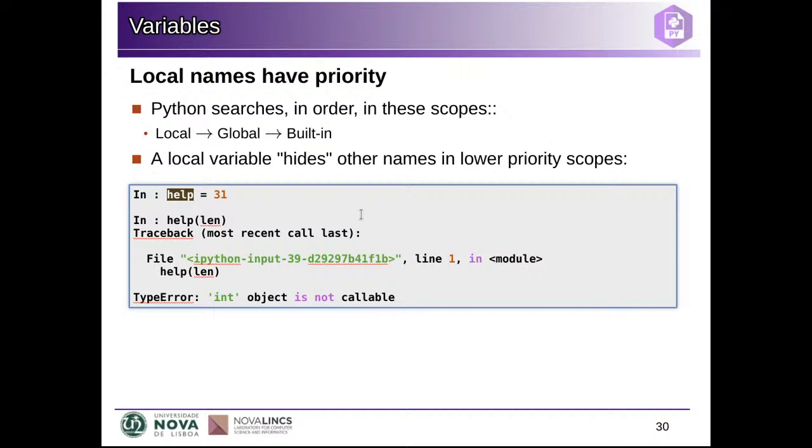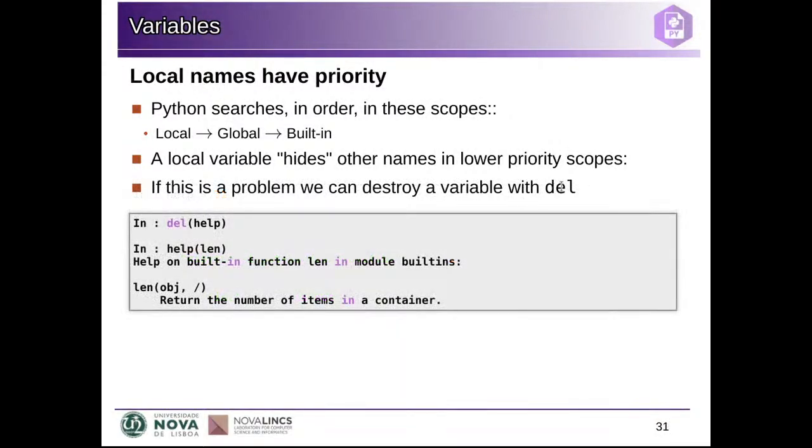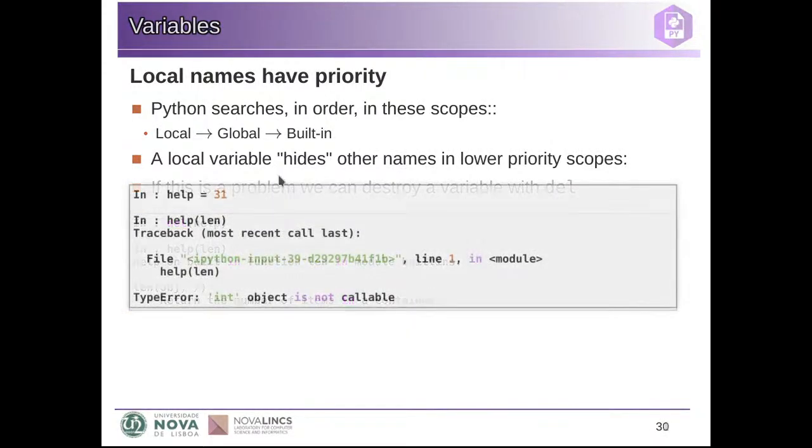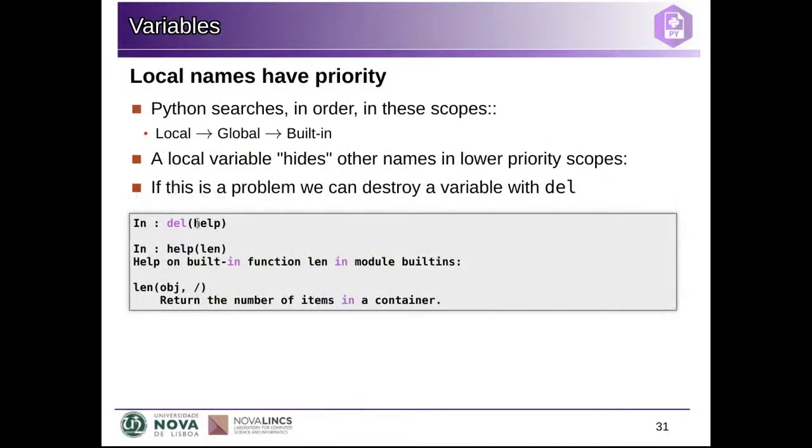Sometimes this is a good thing because it allows you to isolate parts of your code, but sometimes it's a mistake. You didn't want this to happen. So if this is happening in your source code, you just change the name to fix that. But if this is happening in the session that you're working on, you can use the del function to forget some variable. So if I want to forget the variable help I created here with the number 31, I can use del help.